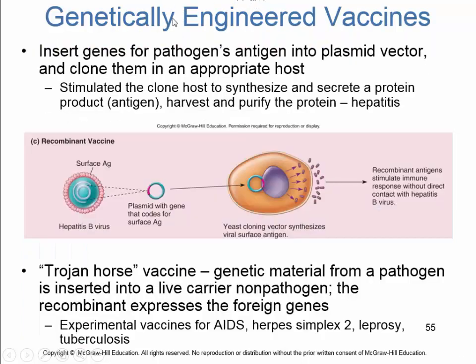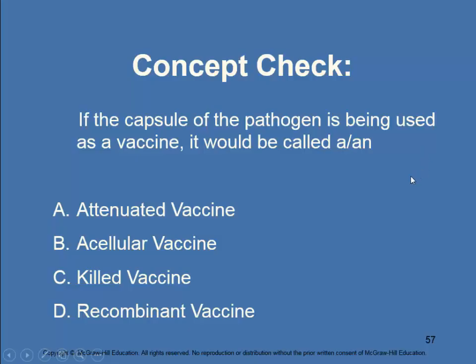Genetically engineered vaccines are when we actually insert distinct vectors into plasmids. Plasmids you may recognize from Chapter 4. Plasmids taken from bacteria, if you insert the gene for various proteins that are necessary for a vaccine, you can insert them into yeast or other cells that will then make that protein for you. The isolation of that protein then can be placed into a vaccine. If the capsule of a pathogen is being used as a vaccine, it would be called an acellular vaccine.